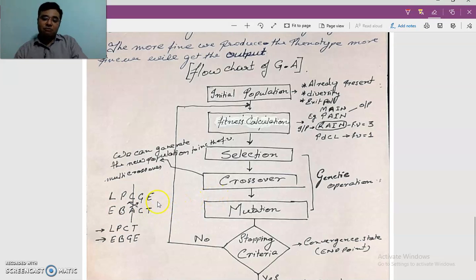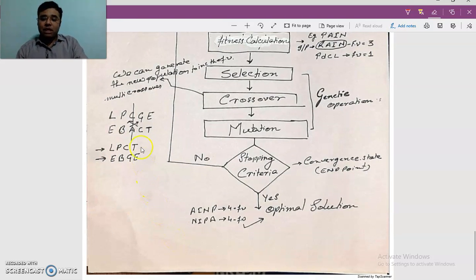Now in this process I have selected two values, like phenotypes and genotypes, and we are going to crossover this population in order to get the best feasible, optimum result. So what we are doing is dissecting this particular population into two parts and crossing over the right side to the upper left side and the lower left side to the upper right side. So what we will get here is LPCT and EBGE.